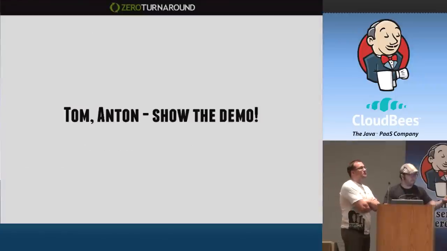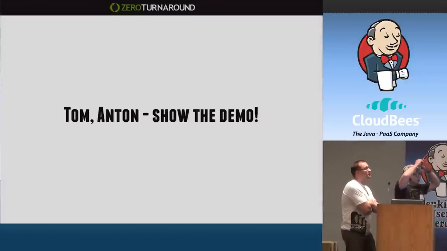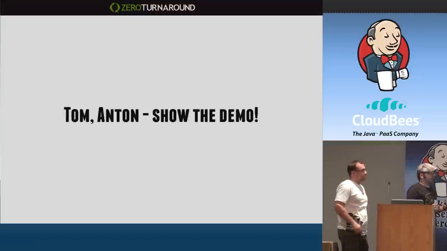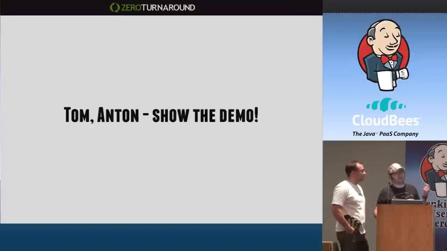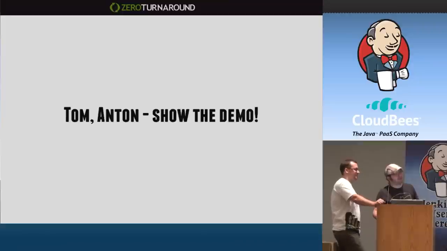Any questions? Yeah. How do you insert a manual step in your pipeline? Here we're using the build pipeline plugin, and the build pipeline plugin by default is manual. So the question is, how did I get the automatic steps? I was using the parameterized build plugin.